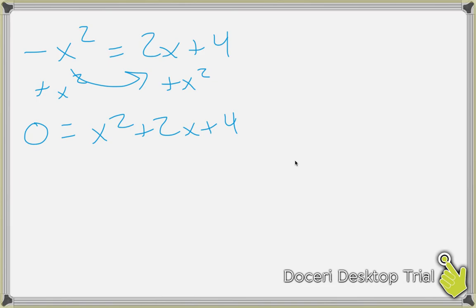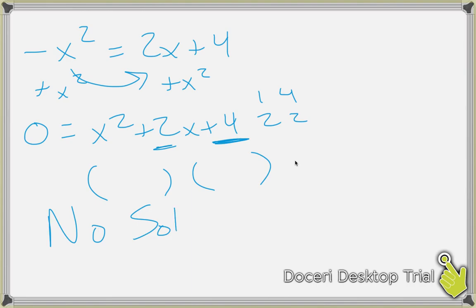Now I go to factor it, and we've been doing factoring long enough. You know it's factors of 4 that add up to 2. Well, factors of 4 are 1 and 4 or 2 and 2. Neither of those add up to 2. Since there's no possible combination that works, that means there is no solution. It's a little tricky because you have to make sure you've tried every combination.